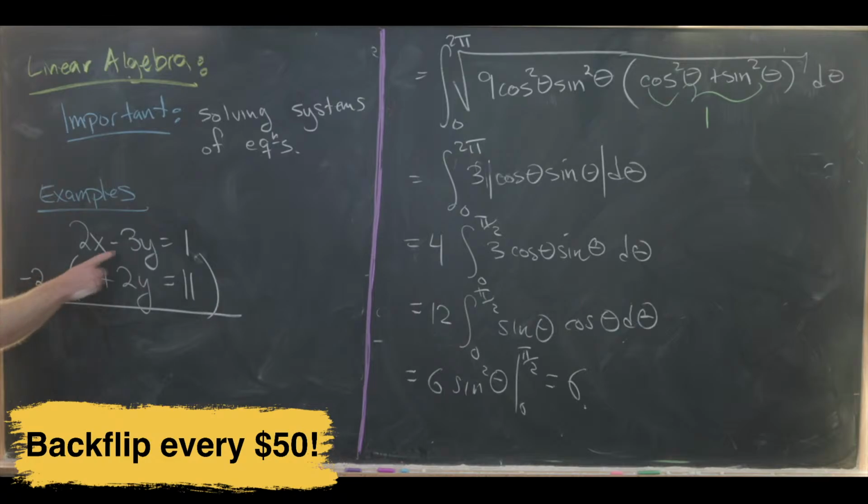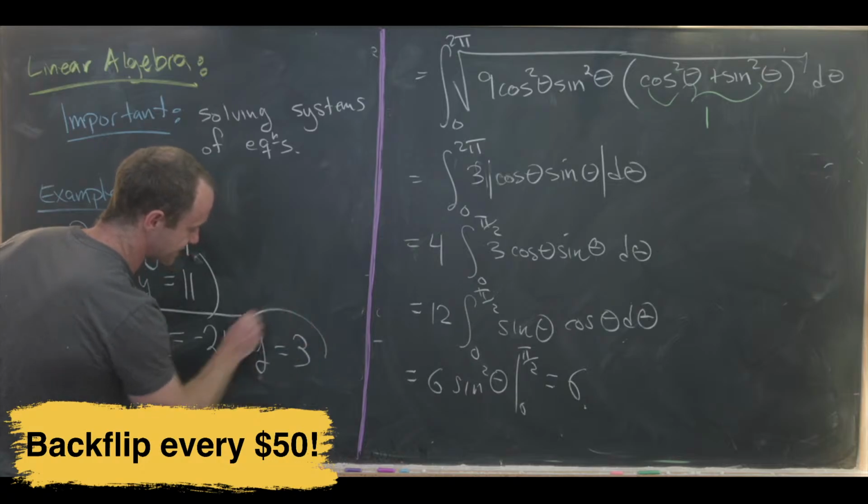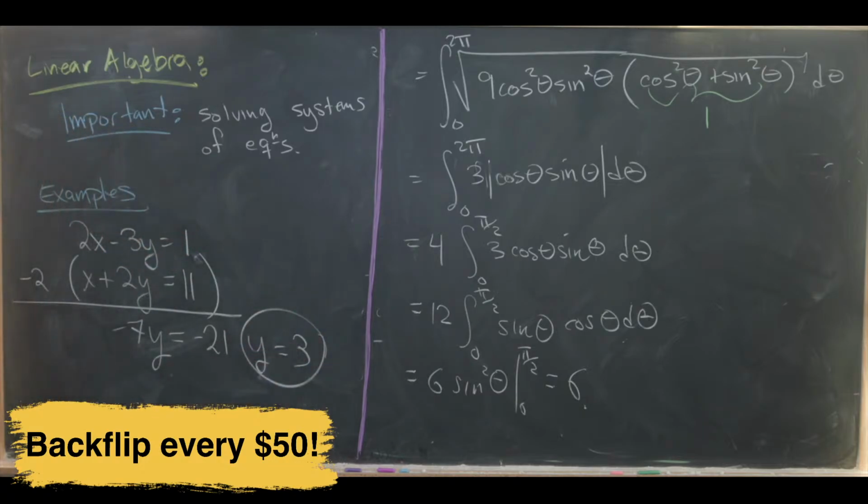It'll be super dope. So that'll give me minus 3y minus 4y is minus 7y. Notice my 2x minus 2x canceled. And then I have 1 minus 22, which is minus 21, which gives me y equals 3. Good. So that's cool. And then what should I do from there?